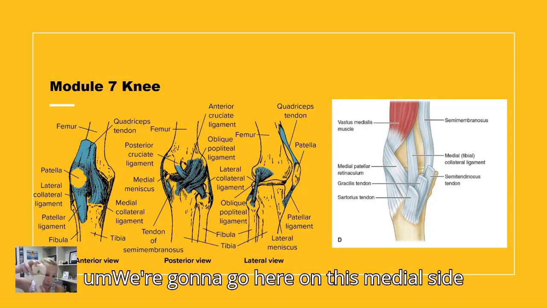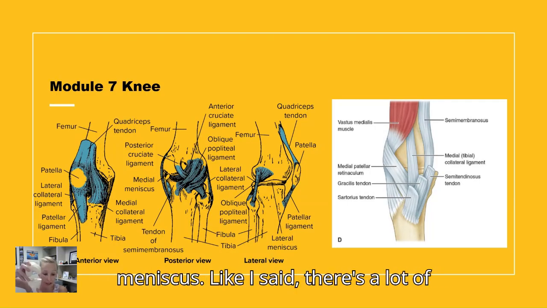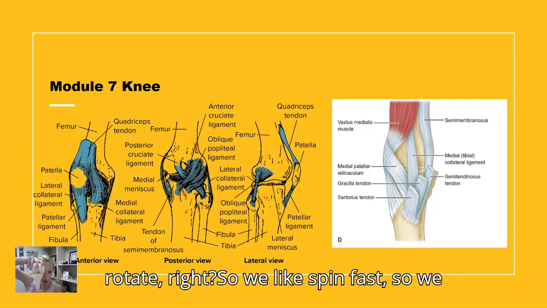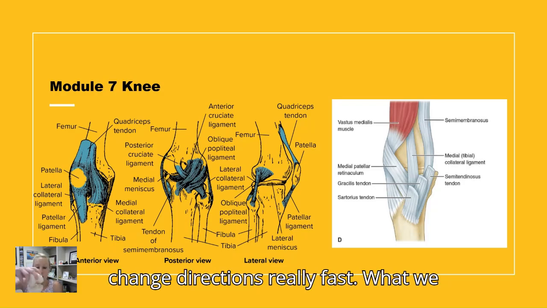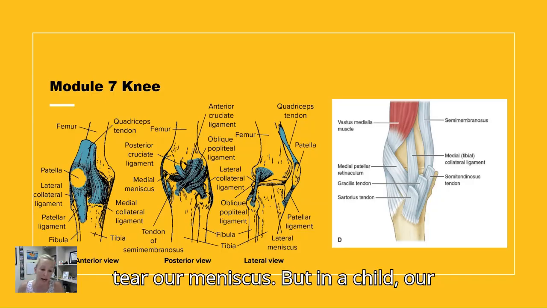So, we're going to go here on this medial side over here, actually. What we worry about on the medial side is the medial meniscus. Like I said, there's a lot of energy. So anytime we're running and we rotate, so we spin fast, we change directions really fast, what we worry about is this kind of movement, and the medial meniscus isn't moving, so we tear our meniscus.